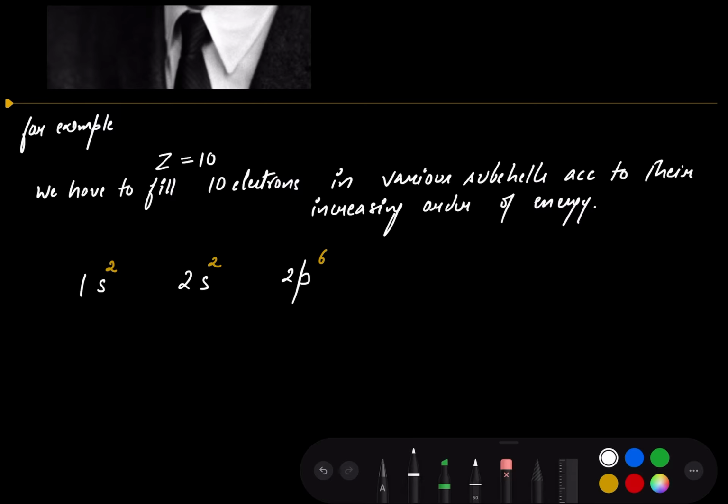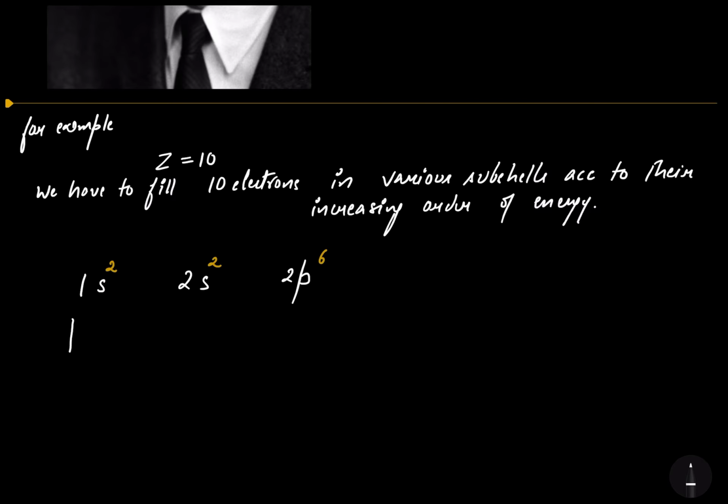Now let us represent the orbitals of the subshells in the form of boxes. As the s subshell has only one orbital, I'm showing only one box for 1s. Now the 2s subshell again has one orbital, because an s subshell always has one orbital, so again I'm drawing one box. Now the 2p subshell has 3 orbitals and the energies of the 3 orbitals are equal, so they are also called degenerate orbitals. So I'm drawing 3 boxes together: the first box, the second box and the third box. So this is the 2p subshell with 3 orbitals.